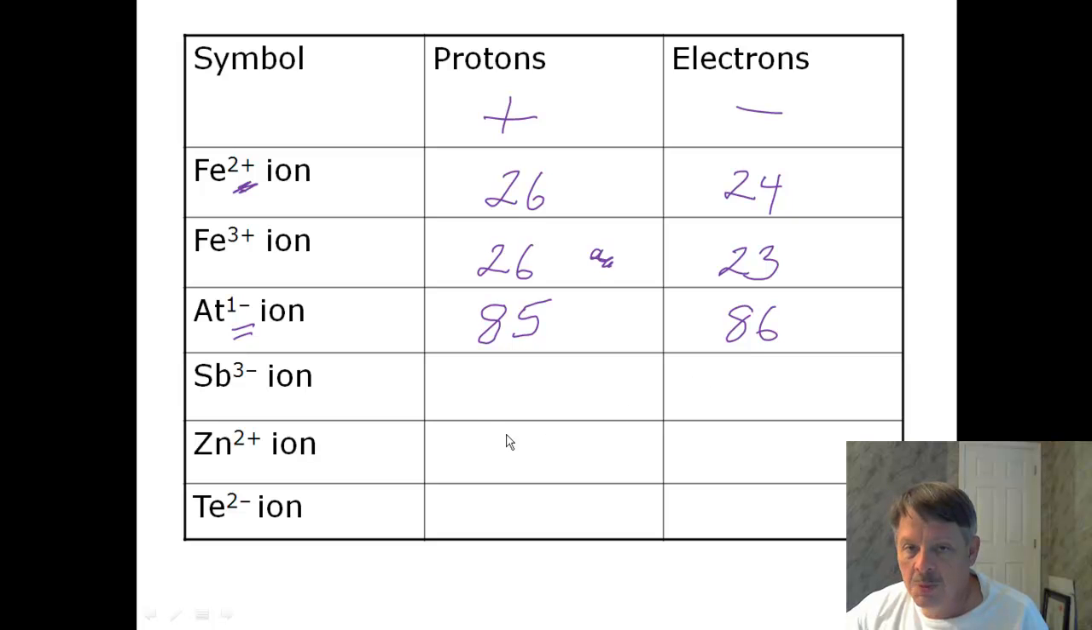How about SB? SB is down at the lower right as well. It's number 51. That tells me it has 51 protons. And because it takes on a minus 3, it has 3 more electrons, 3 more negatives than it has protons.